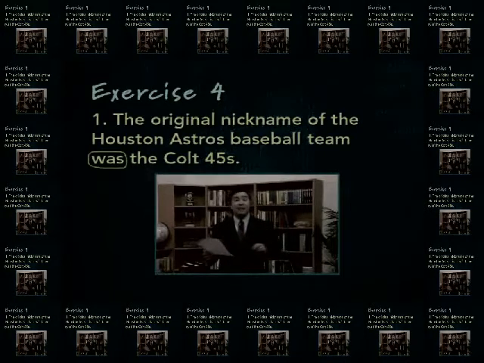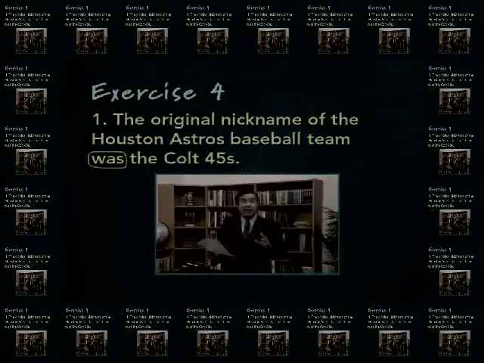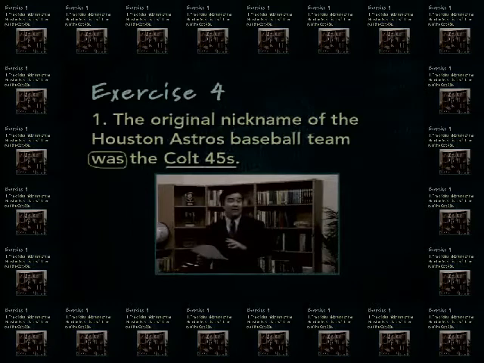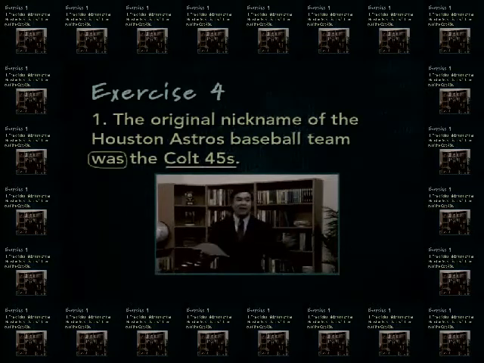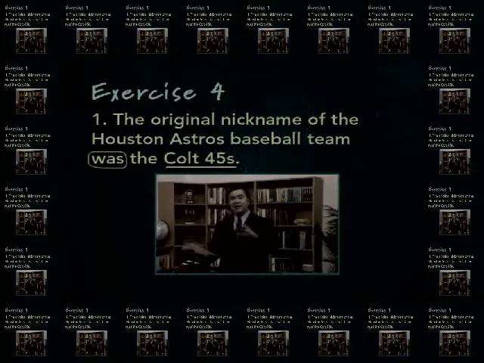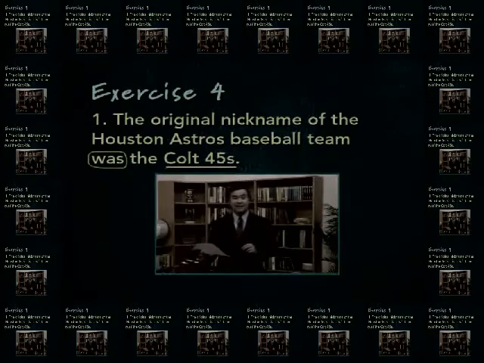And what's the subject complement? Where are we told what that nickname was? The answer is the Colt 45s. That's a noun that's being linked with nickname, and the two things are being equated. The nickname was Colt 45s. So Colt 45s is the answer. That's the subject complement in this sentence.